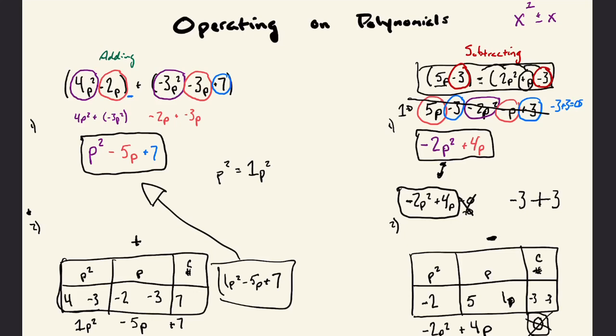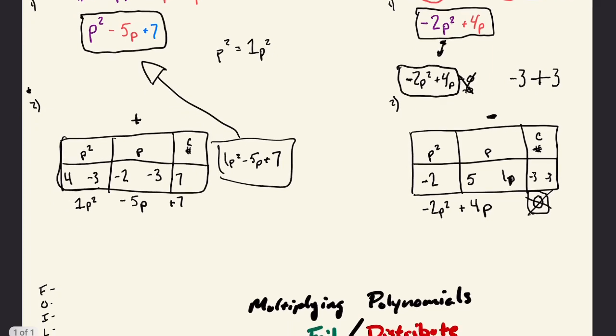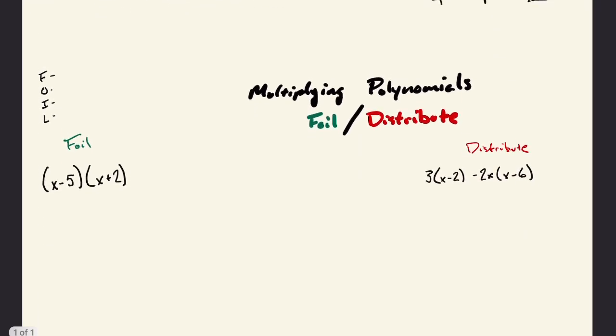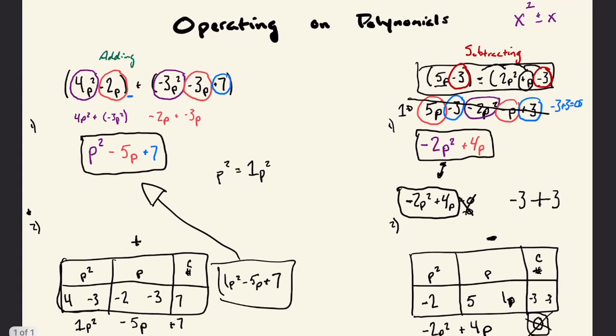Again, if you have questions about operating on polynomials with multiplication by FOIL or distributing, that's in the second video, so make sure to watch that if you're having trouble with that as well. And there's another video about finding the quotient, so dividing polynomials. So check those videos if you need a little bit more support on that.